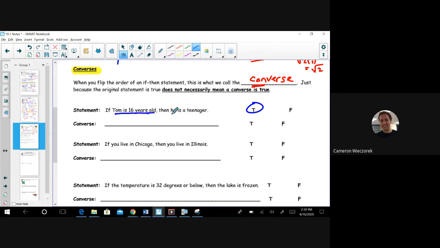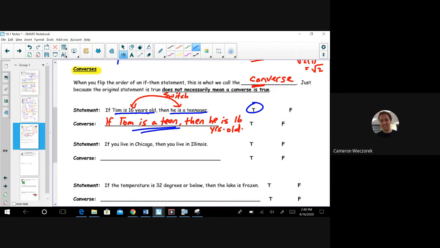All I'm going to do is take these two parts and just switch them. Reverse, reverse. So if Tom is a teenager, I don't want to say he because I want to know who is he. If Tom is a teen, then he is 16 years old. I'm abbreviating a little bit, which is fine. Okay, well, if this is true, that means if you have a teenager, they always have to be 16 years old. Can you find a case of somebody who's a teenager that's not 16?